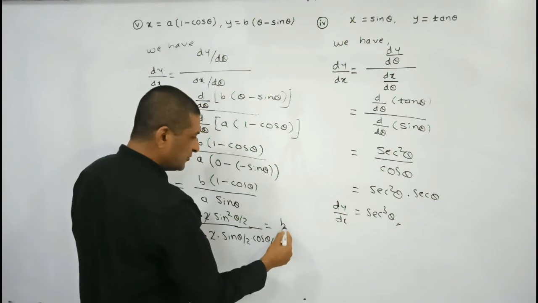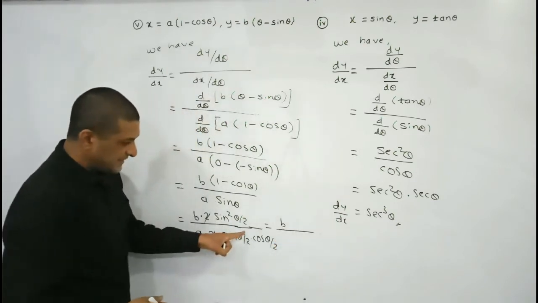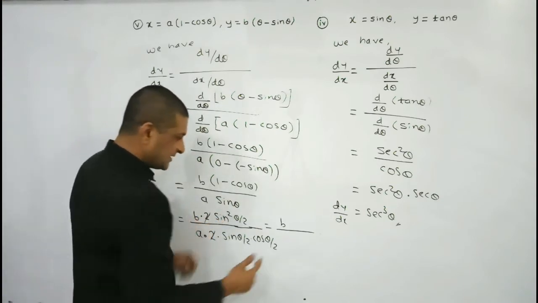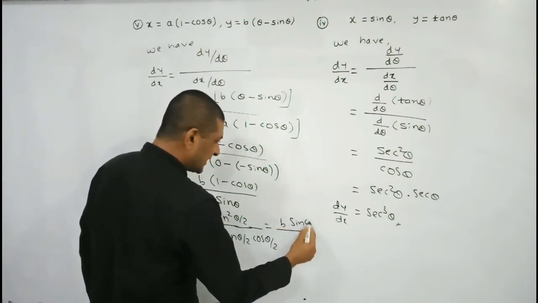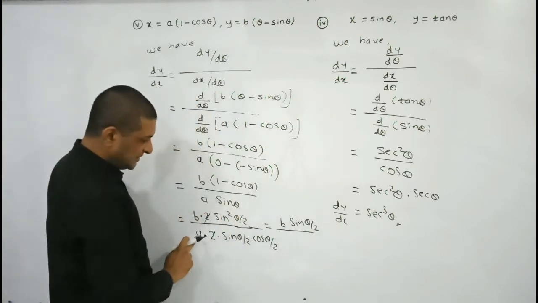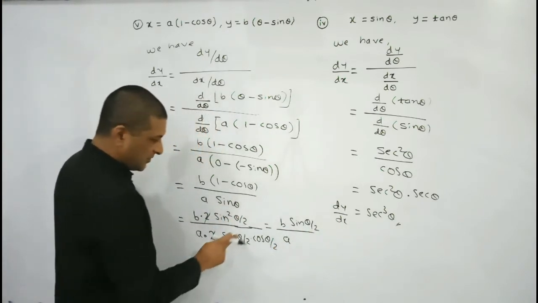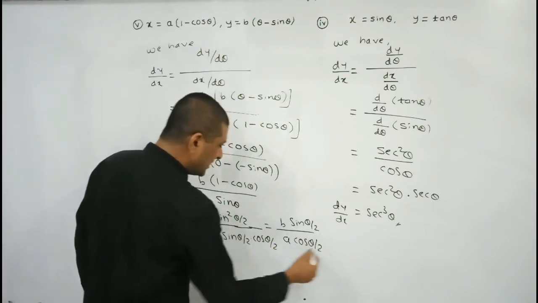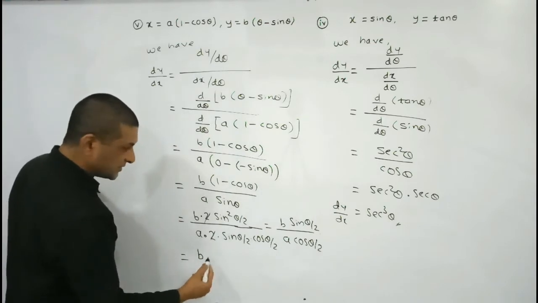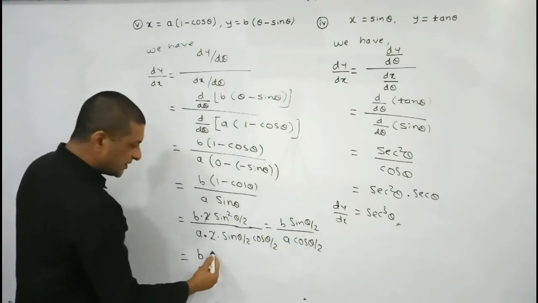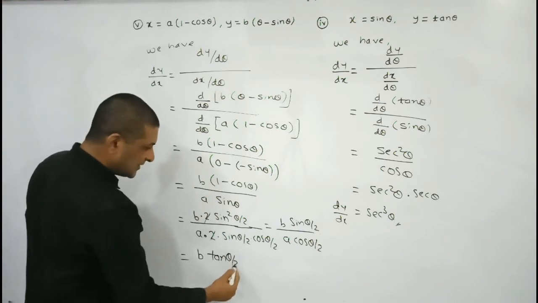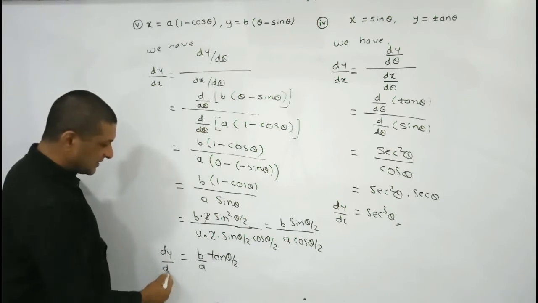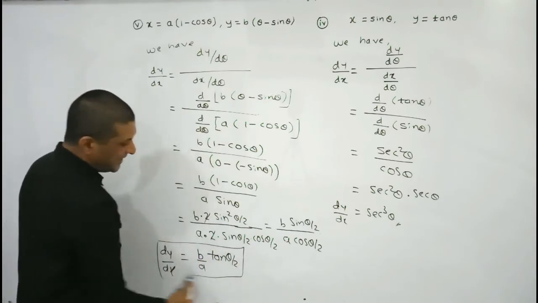So observe here, in the numerator what is the remaining term? B, sin square theta by 2, and out of this one sin theta by 2 will get cancelled. So after cancelling one sin theta by 2, the remaining term is sin theta by 2. B, keep it as it is. In the denominator, A, keep it as it is, and already sin will get cancelled. The remaining term is cos theta by 2. So here B, keep it as it is. Sin upon cos will be equal to tan. So tan theta by 2. In the denominator, A, keep it as it is. So B upon A, tan theta by 2 is our value of dy by dx.